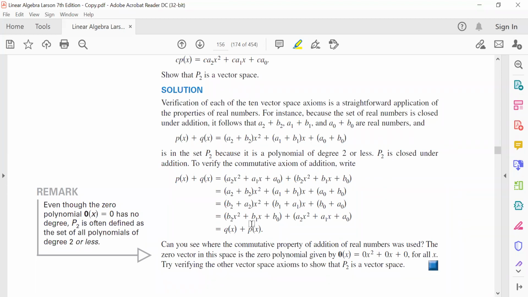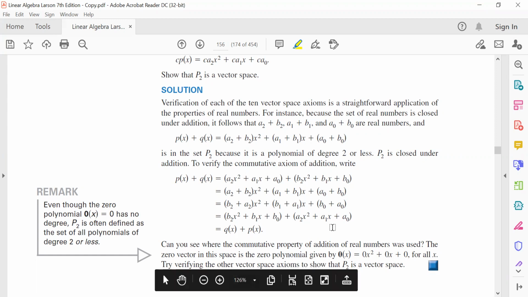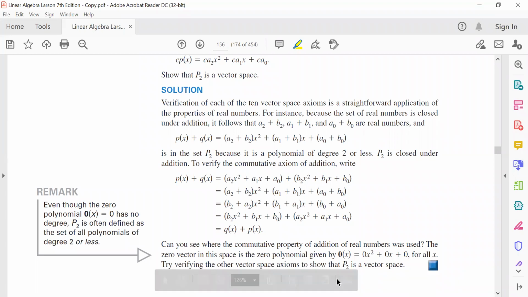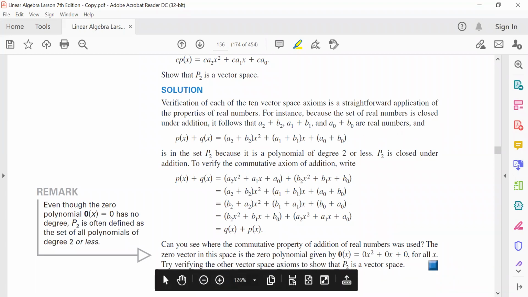And I have b2x squared plus b1x plus b naught plus a2, a1, a naught, which is really my Q of x plus my P of x. So I went through a whole long process here to show that P plus Q is equal to Q plus P. And there's going to be a zero vector, because 0 of x, I'm going to call that 0x squared plus 0x plus 0. All the other properties are not that hard to show. Associativity is going to follow pretty easily, and I want you to verify that on your own.